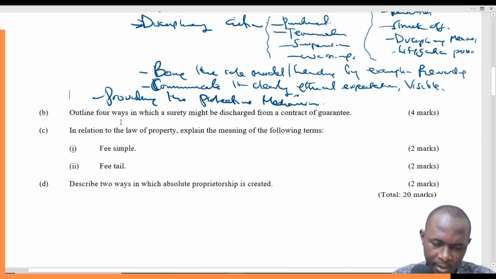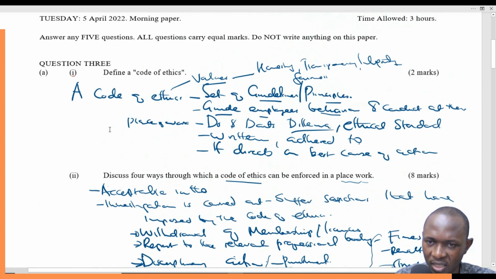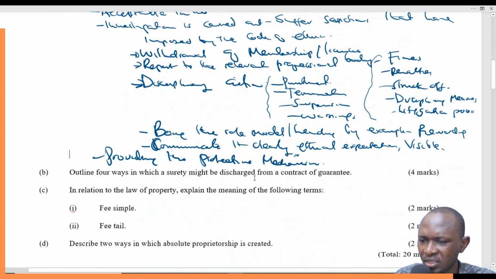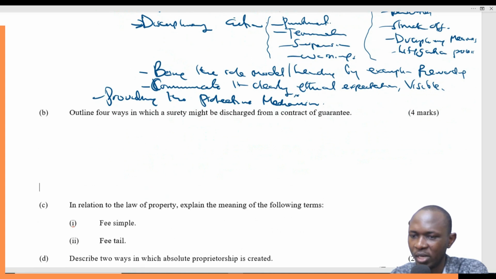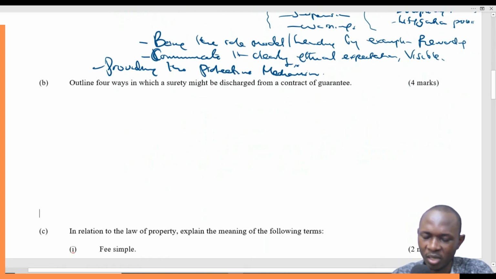Now, question 3B. Outline 4 ways in which a surety might be discharged from a contract of guarantee.